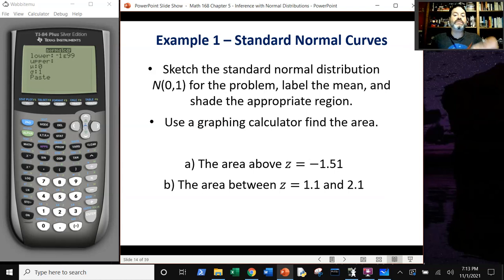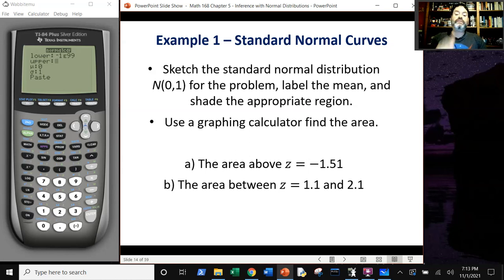Now here we have z-scores. These are actually what's called test statistics. More about that later, but just think of them as statistics. They're just things that are measured from a sample. So we want to sketch the standard normal distribution, label the mean, and shade the appropriate region.